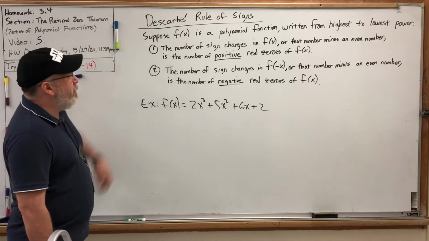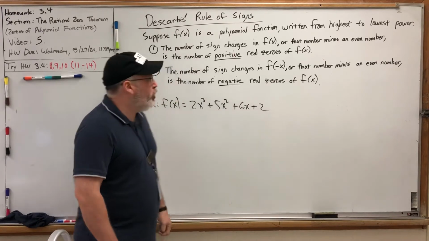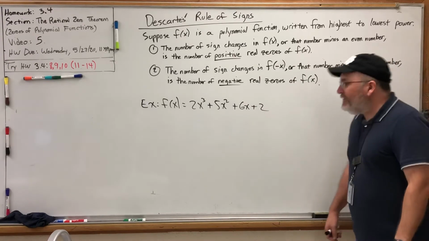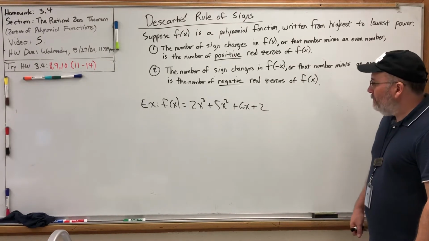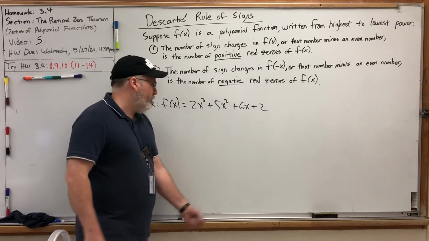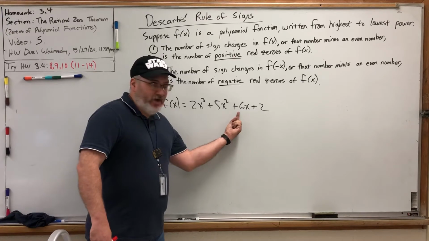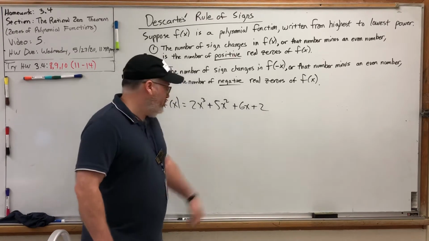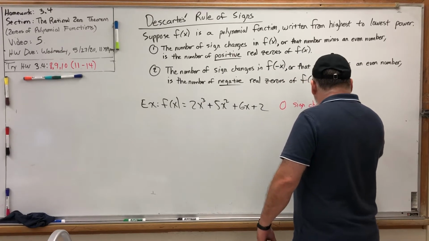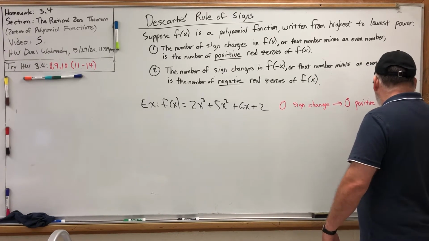So, the first part of Descartes' rule of signs says the number of sign changes in this function as you travel from term to term, or that minus an even number, is the number of positive real zeros of the function. So for example, let's count the number of times the sign changes as we go from term to term. Positive, positive, did not change, positive, did not change, positive, did not change. So there are 0 sign changes. And that implies that there are 0 positive real zeros.